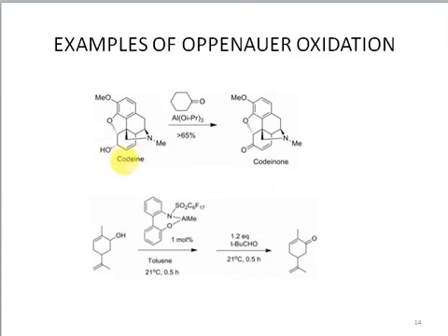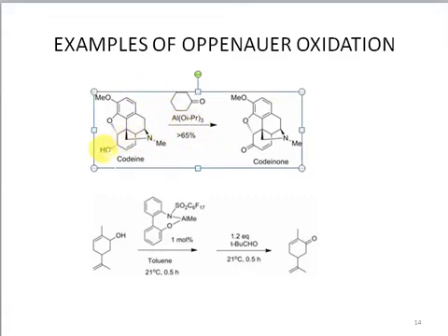So for example, consider the structure of codeine. So this is the structure of codeine. You can see how complicated it is. But when we use this ketone and aluminum isopropoxide here, we get simply the ketone here, right? So nothing is disturbed. Stereochemistry of everything remains the same. We just convert this secondary alcohol into a ketone.